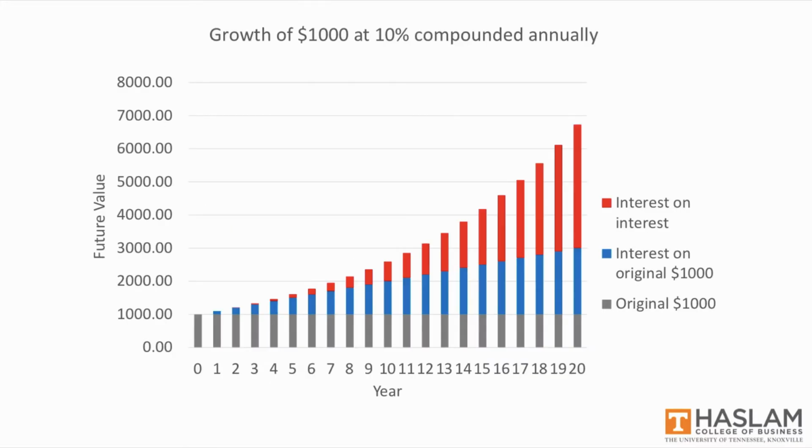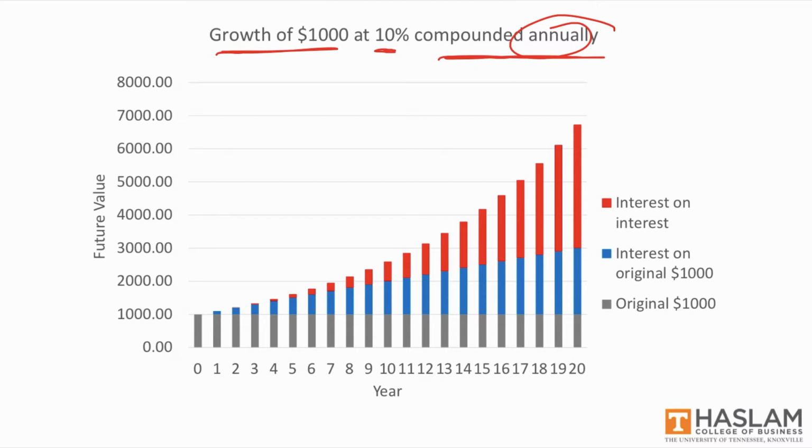Here's a familiar picture. It shows the growth of $1,000 at 10% compounded annually. So we'd say this illustration uses an annual compounding period. That simply means that after 1 year, interest is calculated, and then that interest is added to the principal balance, and then after the next year, interest is calculated again based on the new principal balance, which includes the interest from the first year, and so on and so on and so on.